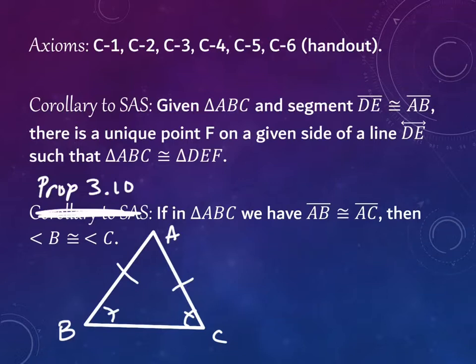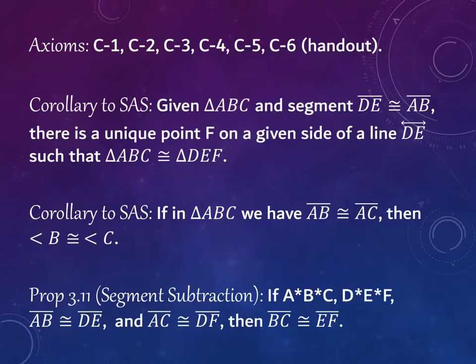All right, we're going to do one more. This is proposition 311. It's the segment subtraction. I told you we had segment addition when we were talking about axioms, and this one's about segment subtraction. Okay, so we have A star B star C and D star E star F. We know that AB is congruent to DE. That's a portion of these two segments. And that the whole segment AC is congruent to the whole segment DF. So that must mean that the smaller portions are congruent as well.